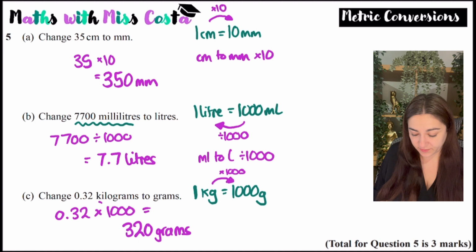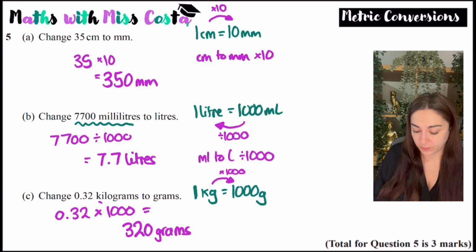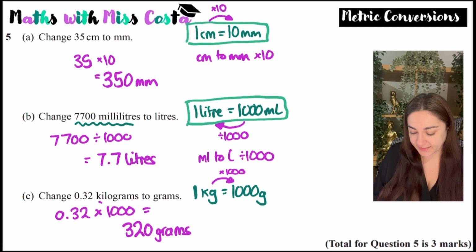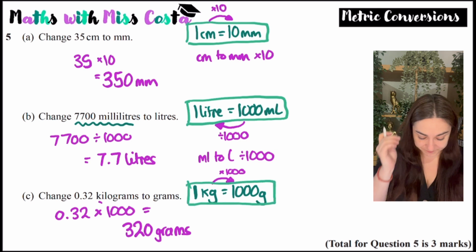So the best way to do these is always write your fact that you know, or you should know, all your metric conversions. These are things that you're expected to know. And from there, decide whether you're multiplying or dividing.